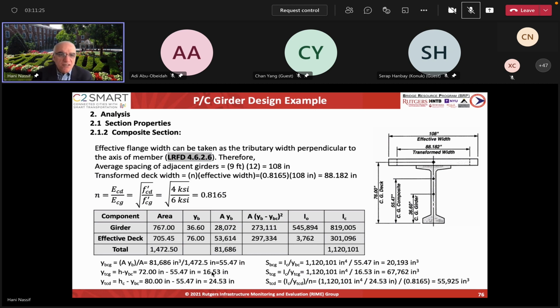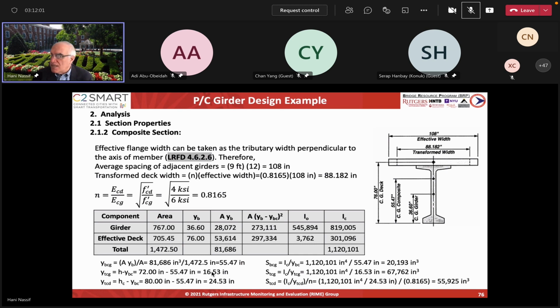You want to find the geometric properties of the girder by itself and the girder as a composite with the deck slab. Now for the deck slab, there used to be equations to get the effective flange width. However, in the new code, that changed about maybe 12 years ago, we take the full depth of the spacing as your effective width.